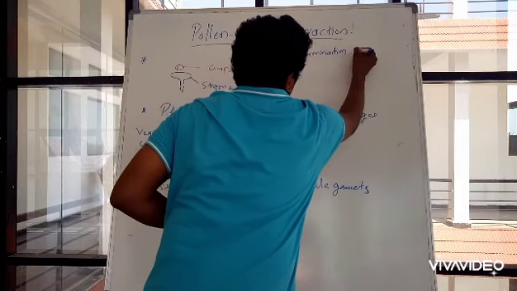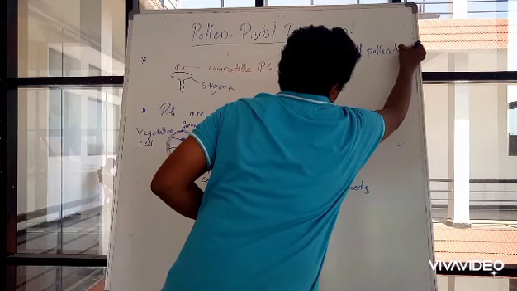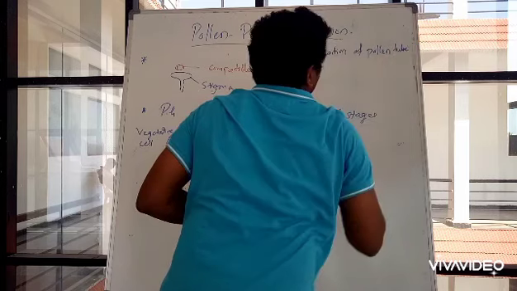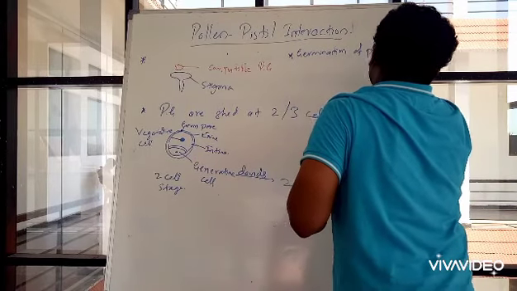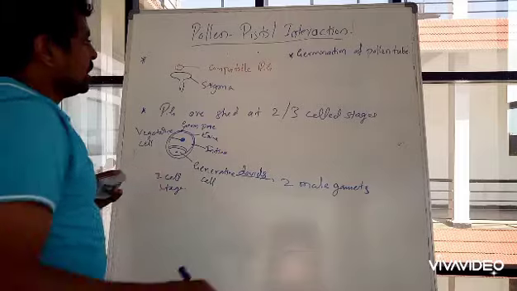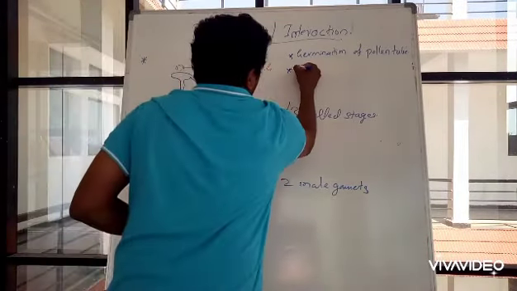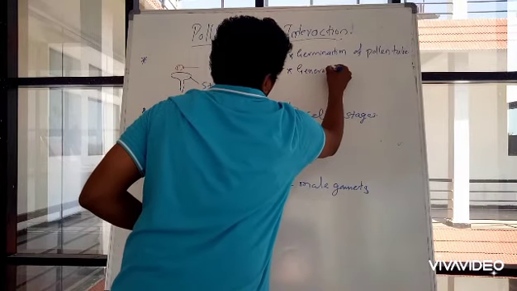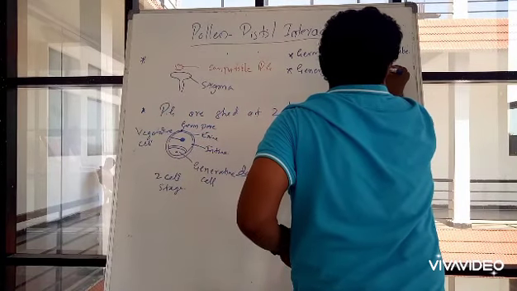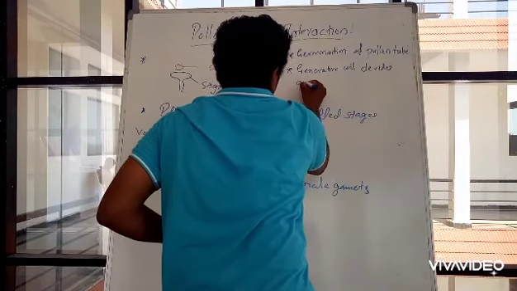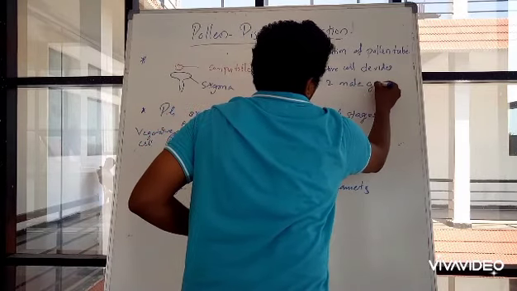Germination of pollen tube. First event is germination of pollen tube, and the second event is division of generative cell, or generative cell divides, giving two male gametes.